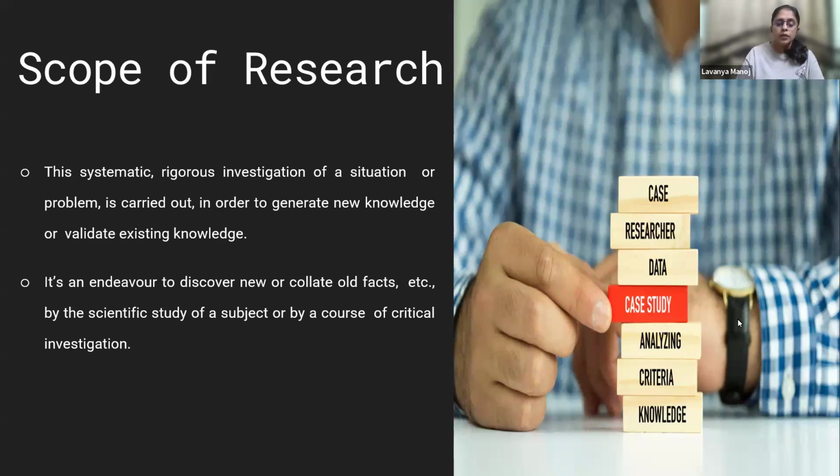So it's an endeavor to discover new or collate old facts, etc., by the scientific study of a subject or by course of critical investigation. As I have mentioned before, scientific study means data has to be collected and analysis has to be done. There are a few mathematical and statistical evaluation methods that have to be applied. Then the results have to be published.